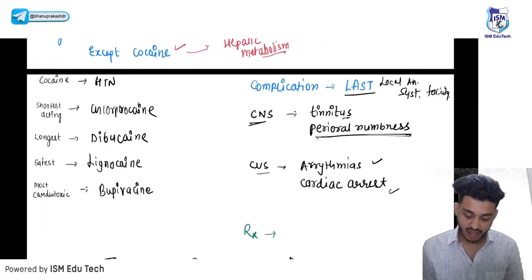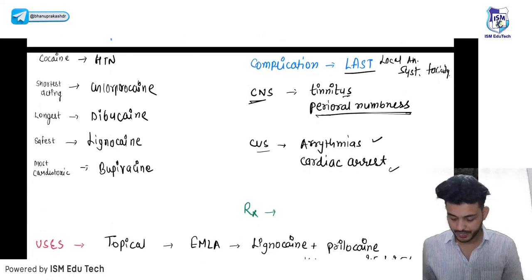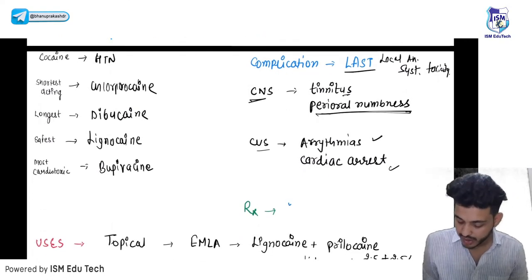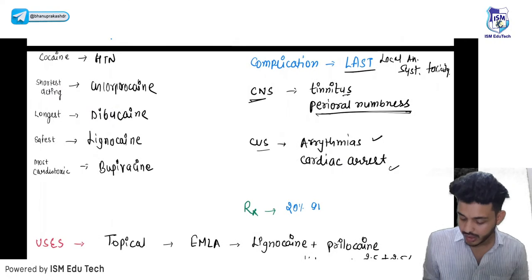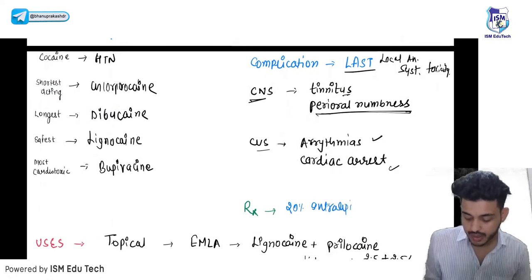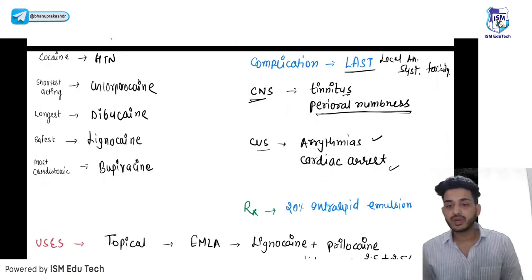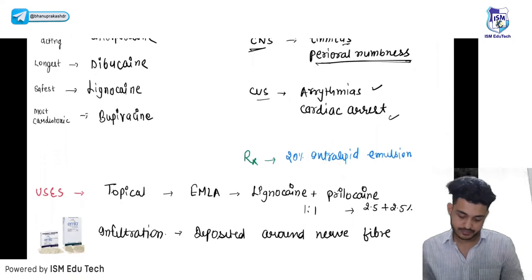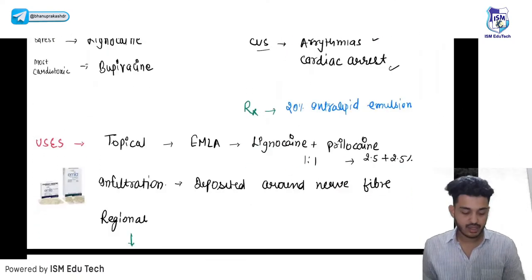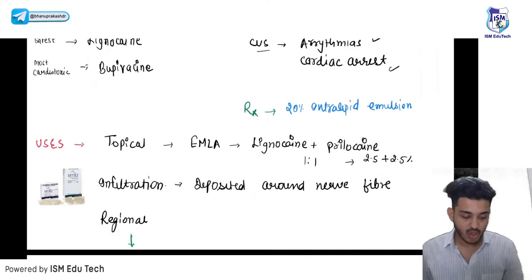How will you treat LAST? Because it is a two-times question. You will treat LAST with 20% intralipid emulsion. 20% intralipid emulsion will treat LAST. Okay. Local anesthetic systemic toxicity.